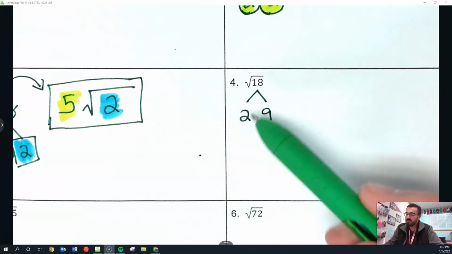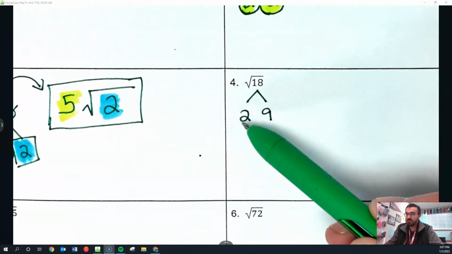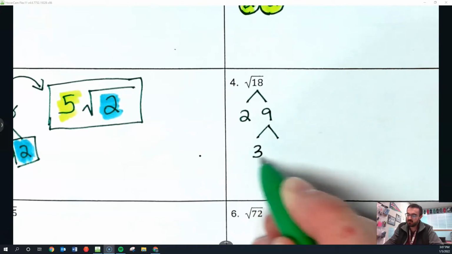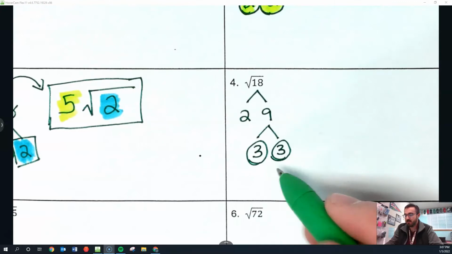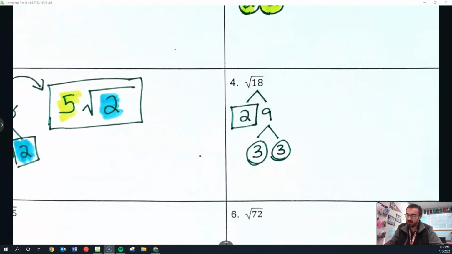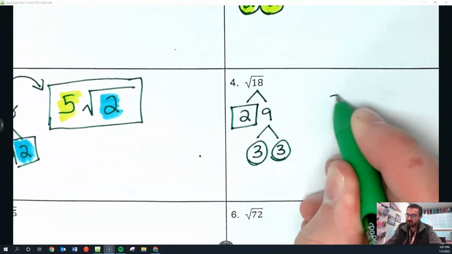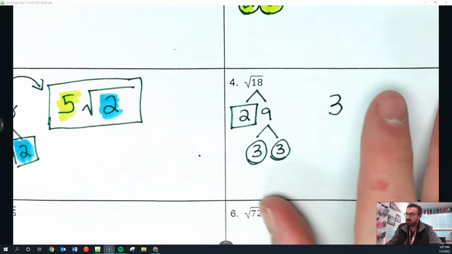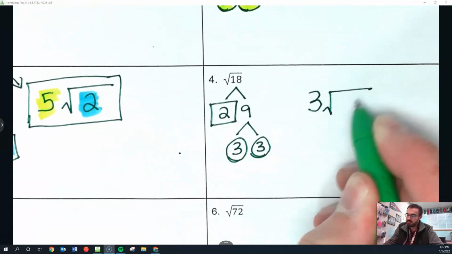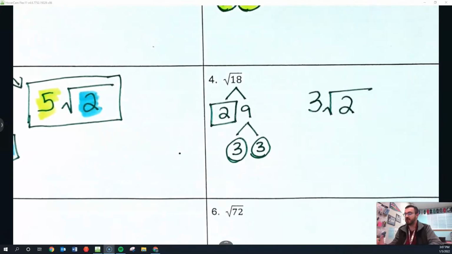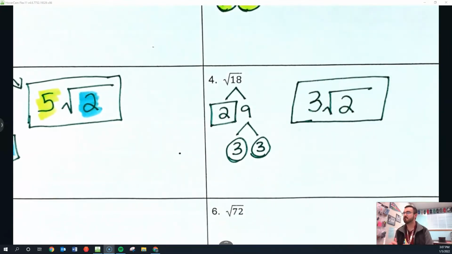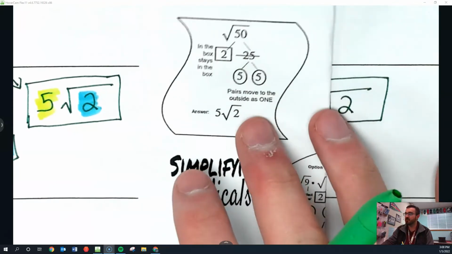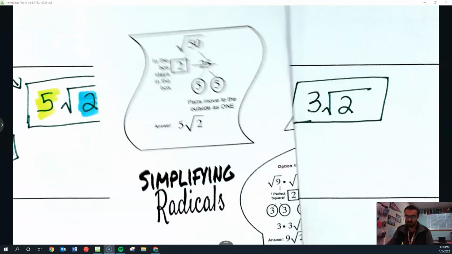All right. So in this situation, we have 2 and 9. 2 is a prime number. 9 can continue to get broken down. 3's are both prime, so I'm done. Those can get circled. This can get boxed. Remember, if I circle them, it escapes the jail of the radical. If it's boxed, it stays under the radical. So 3 root 2 would be our answer for number 4. If you ever get confused on those types, you can always use this cheat sheet.